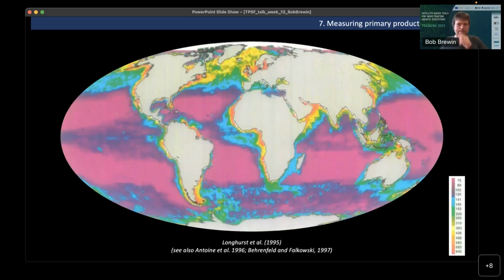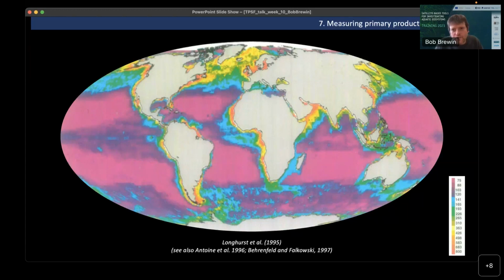Okay, so that was a bit about measuring primary production in the sea. Now I'm going to talk about how we do it from satellite. I first wanted to show one of the first maps of global primary production from space. This was published by Alan Longhurst, Shubert, Trevor and colleagues back in the mid-1990s. It was really quite a revolutionary study. There were subsequent studies published in 1996 and 1997 by David Antoine, Mike Behrenfeld and Falkowski.